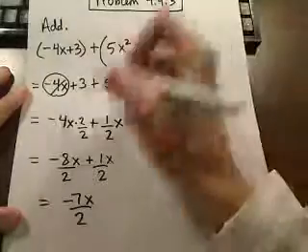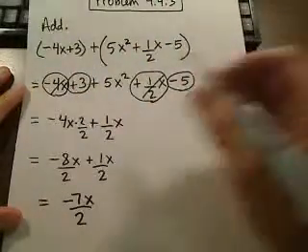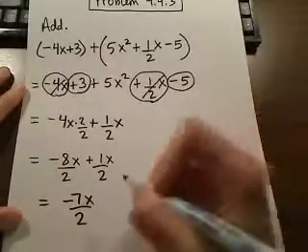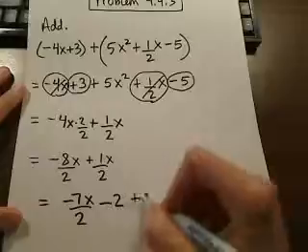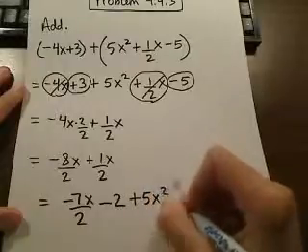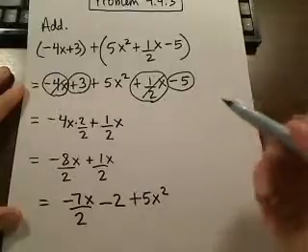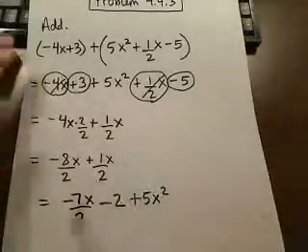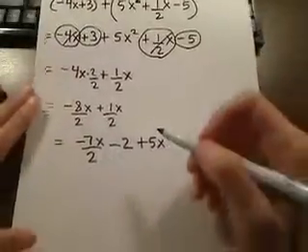And I can go to the next thing in the list, which is just our constants. So +3, -5 would just be a -2. And then the 5x squared doesn't have a like term, so that'll just come along. This is not written in descending order, and they didn't ask us to write it in descending order in the problem. So it would be sufficient to go ahead and just write the answer like this.